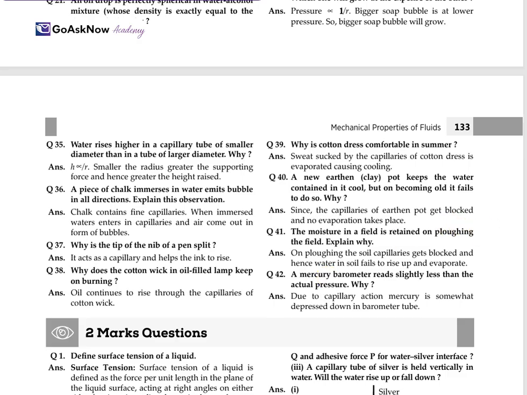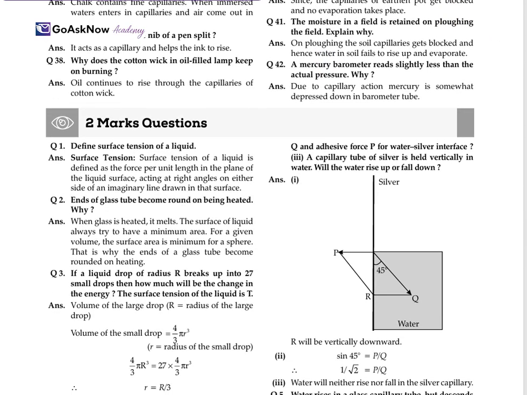Also, now let's move forward with the 2 marks questions. Define the surface tension of the liquid. So, surface tension of the liquid is defined as the force per unit length in the plane of the liquid surface acting at right angles to either side of an imaginary line drawn in that surface. This is what surface tension means.